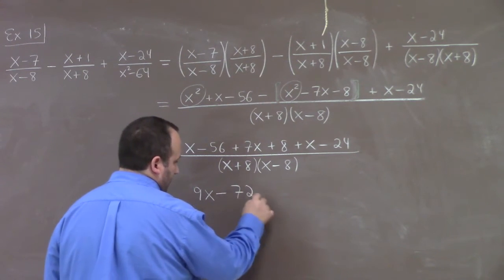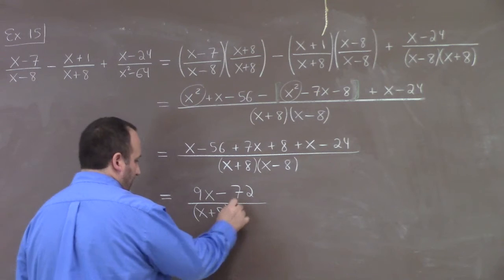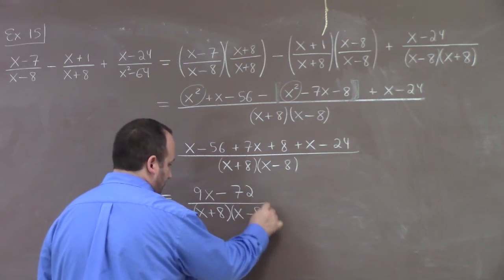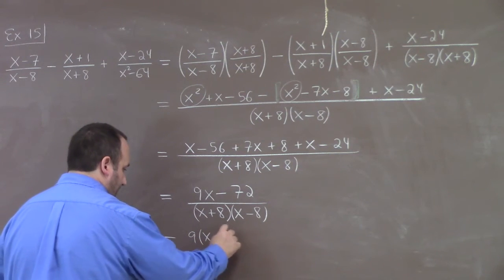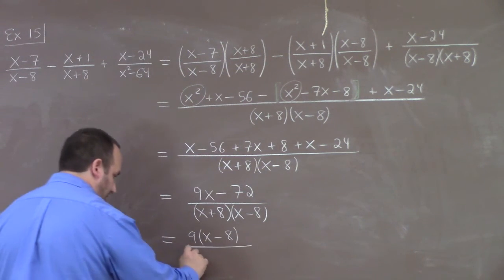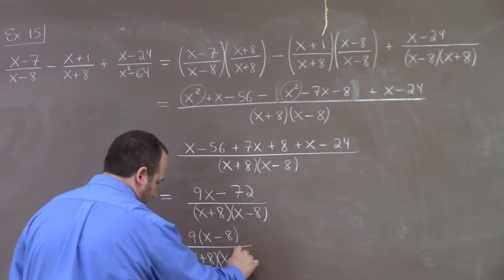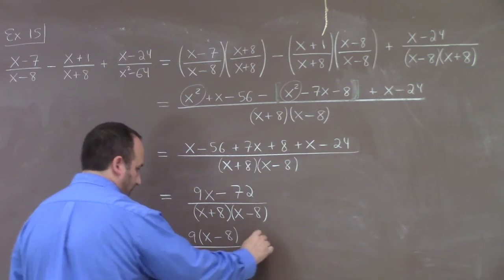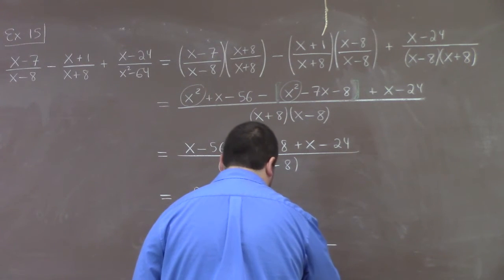And then all over x squared minus 64. You can factor out 9. And is that a good idea? It can be. I think you can take away the x minus 8. Yep. So we get 9 over x plus 8.